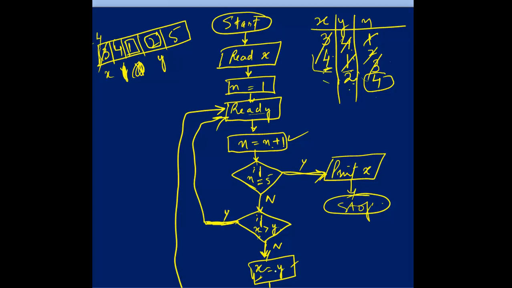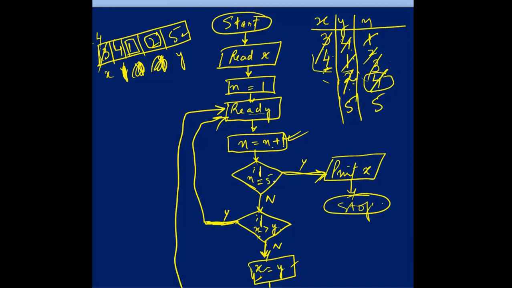So there is no need to replace. We will not move towards this no part. We will go to the yes part and again read the next y. So we will scan another number, that is 5, and assign it to y. So the value of y, 2, will be replaced with 5 this time. And n is equal to n plus 1. N is 4 and it will become 5.